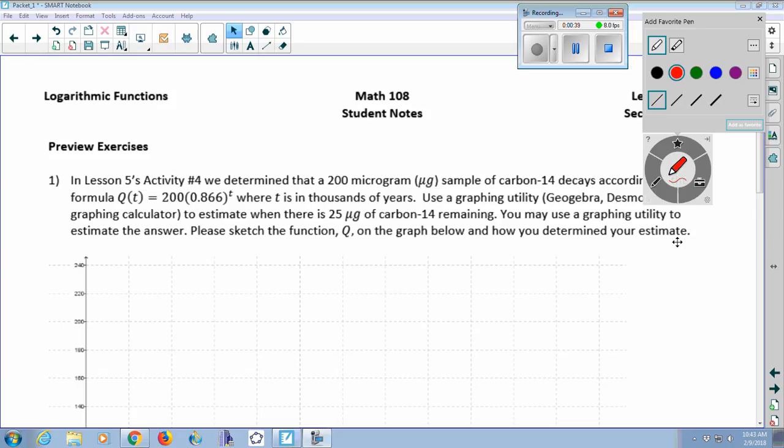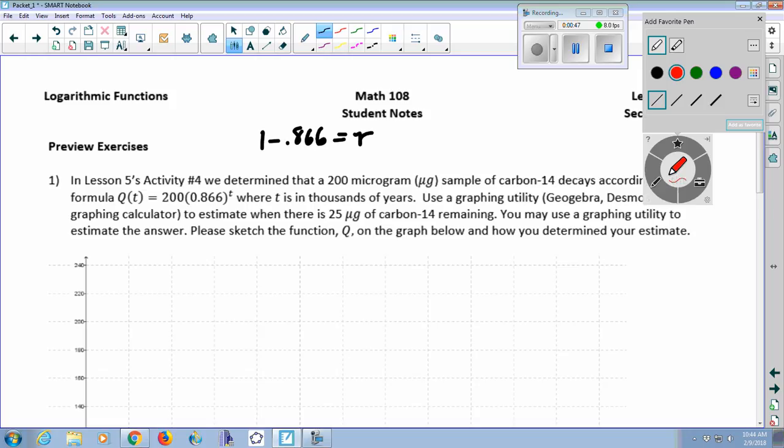1 subtract what? Okay, 1 subtract 0.866 gives me R, yeah? Because 1 plus R gives me B. And if I happen to know B, which is what this is, I do 1 minus B equals R, is that right?